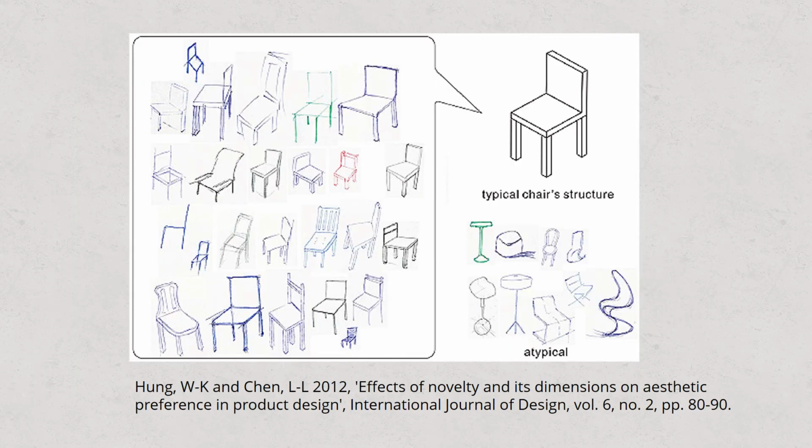So here's an example from research where 34 industrial design students were asked to sketch what first came to mind when someone mentioned the word chair. So these are people who are familiar with the design of chairs. So you can see on the left, we've got some typical designs of chairs, and then to the bottom right, you can see the atypical designs.